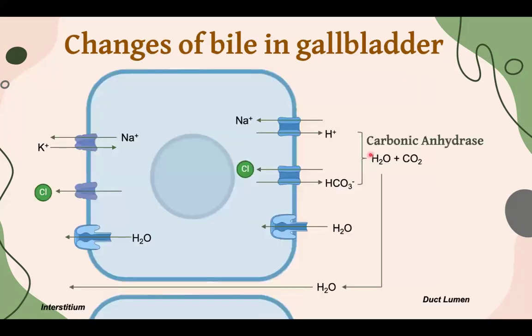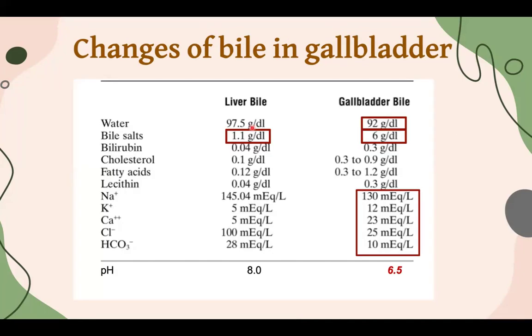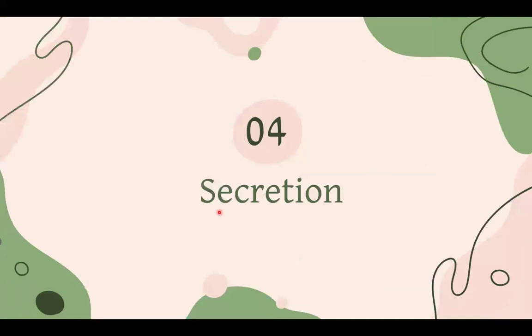Similarly, now we said here that sodium and chloride get absorbed. So you'd find the concentration of sodium and chloride would be much less. The amount would be much less in gallbladder than the liver. Okay. So now that we have the gallbladder storing bile, when do we need to secrete it?